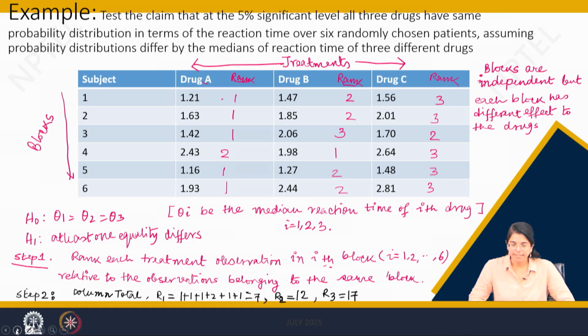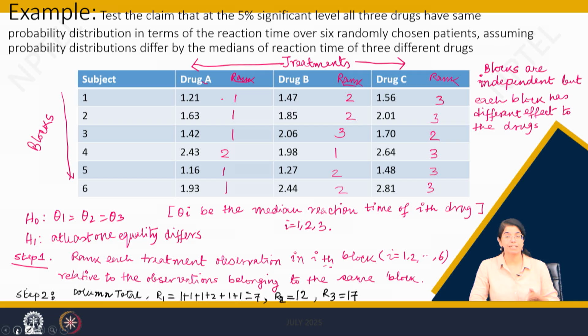Test the claim that at the 5% significance level all three drugs have the same probability distribution in terms of the reaction time over 6 randomly chosen patients, assuming probability distributions differ by the median of reaction time of 3 different drugs. Okay, so these are the subjects. Subjects are taken as the blocks, and each subject, that means each patient, is undergoing each of drug A, drug B and drug C. So these are the 3 levels.